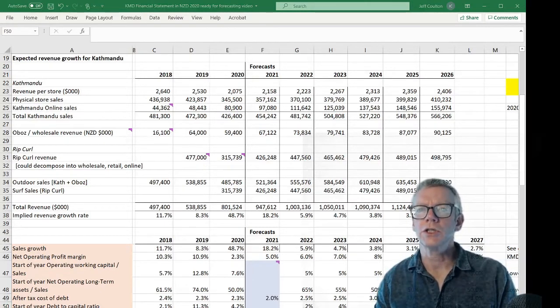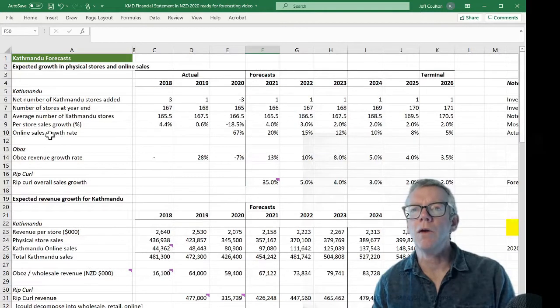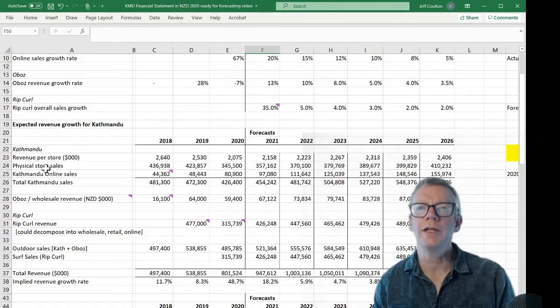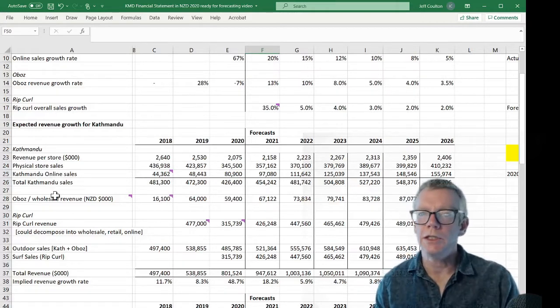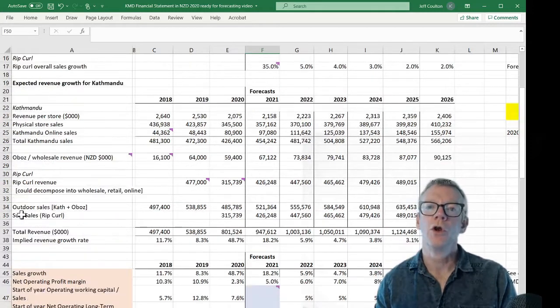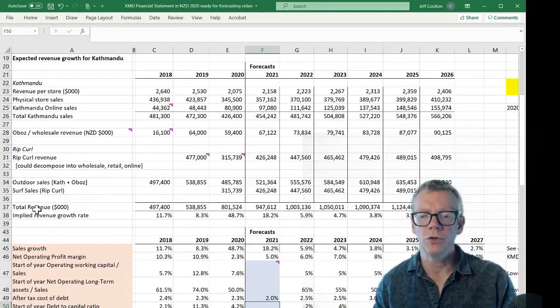Okay, so let's get started. I'm assuming that we've got all of our forecasts from row 6 through to 17, which is going to be generating the revenue forecast that we have for Kathmandu that we see overall in row 26, row 28 for Oboz, row 32 for Rip Curl. We get our total revenue all lined up in row 37.